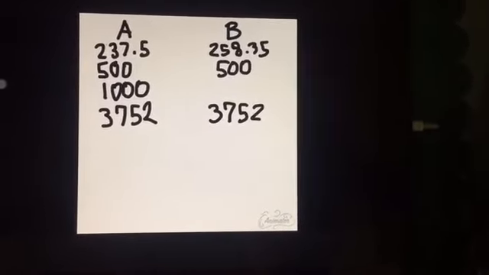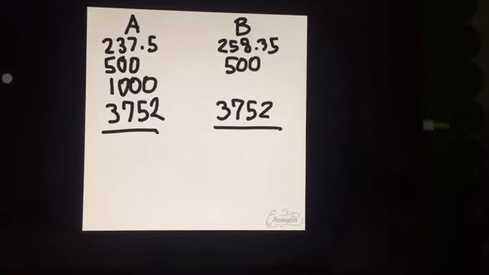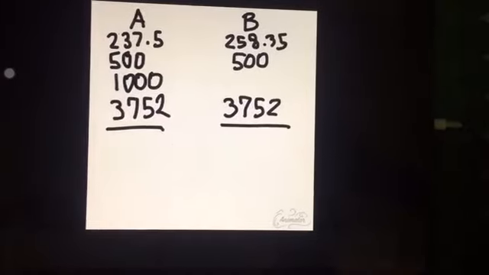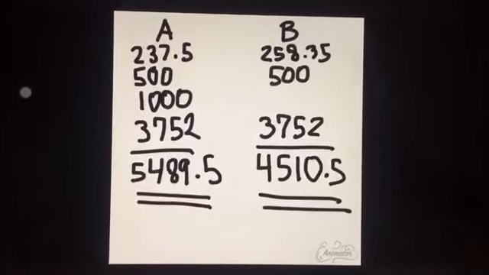So we add to each partner the share amounting to 3,752. So the total share of A in the partnership net income would be 5,489.5, and as for B, he would get a total of 4,510.5.